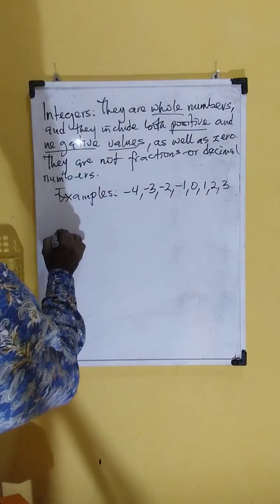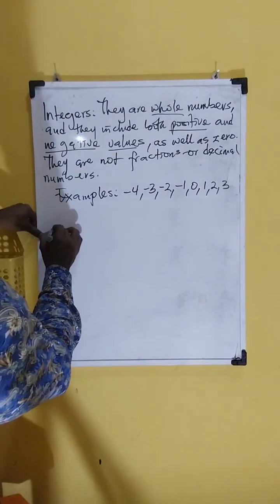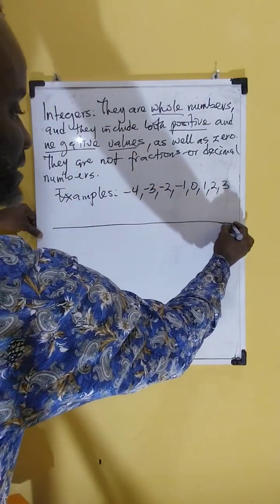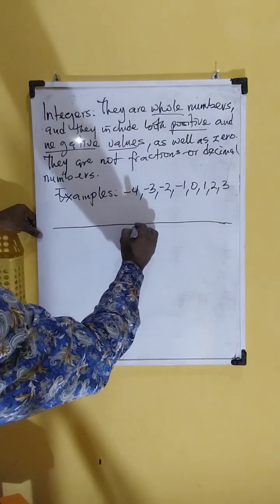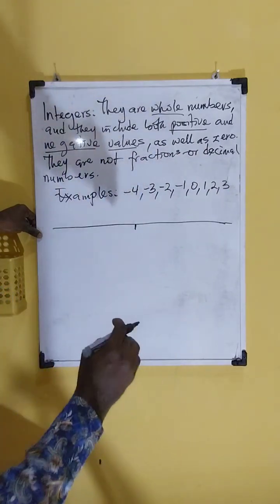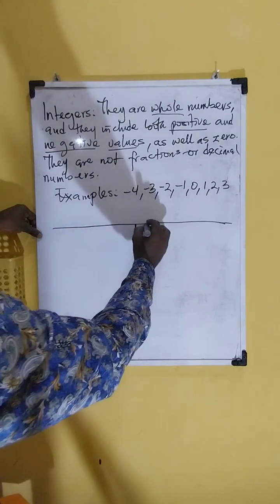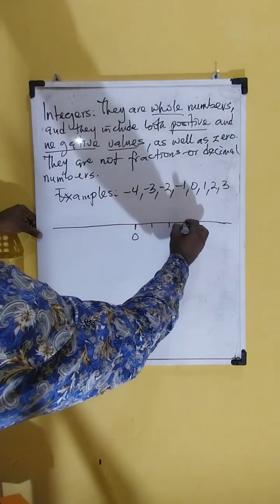Usually, sometimes it is represented in a number. They call this a number line. It could be represented. My line may not be too straight. It could be represented using a number line. The number line, the center point is 0, based on how it is scaled.